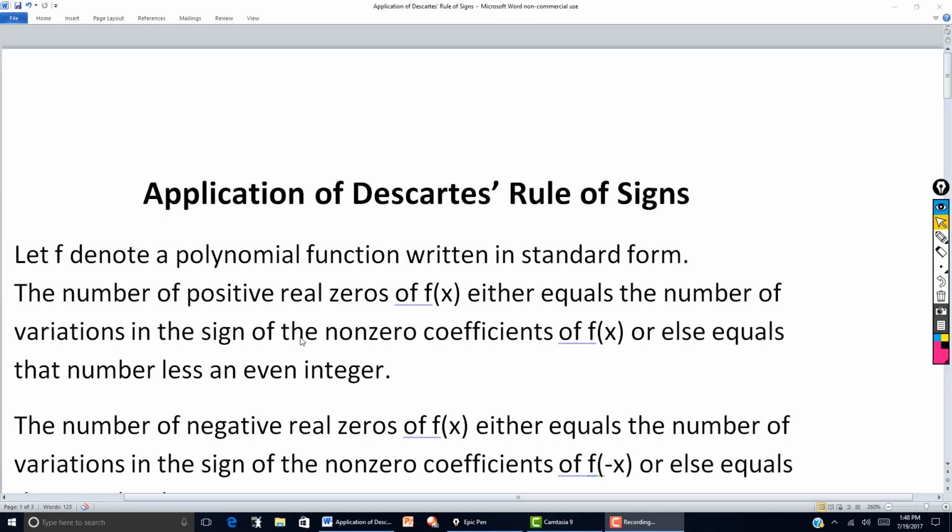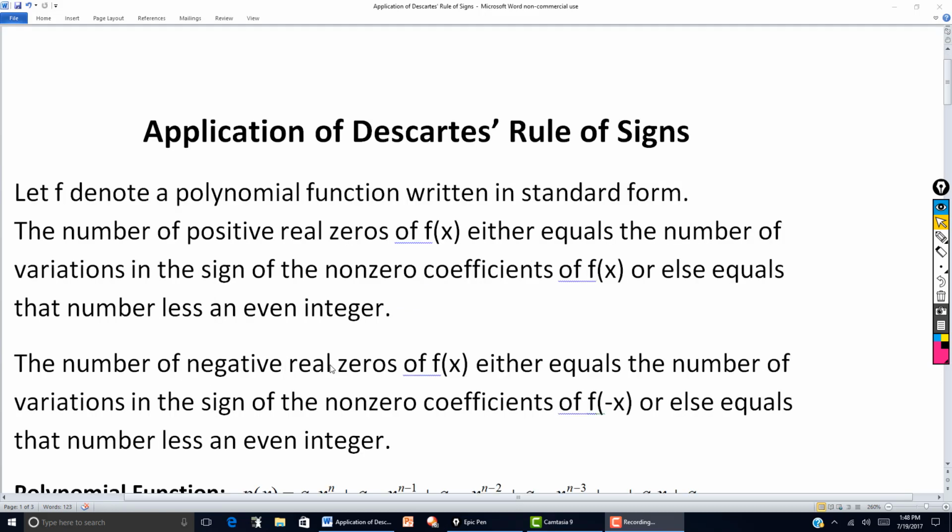Let f denote a polynomial function written in standard form. Okay, so that means it's going to be in descending powers. And then it states a number of positive real zeros of f of x either equals the number of variations in sign of the non-zero coefficients of f of x, or else equals that number less than an even integer. So you're going to be counting the number of variations of the polynomial expression, generally from left to right. And remember, this is going to give you possibilities, the possible zeros.